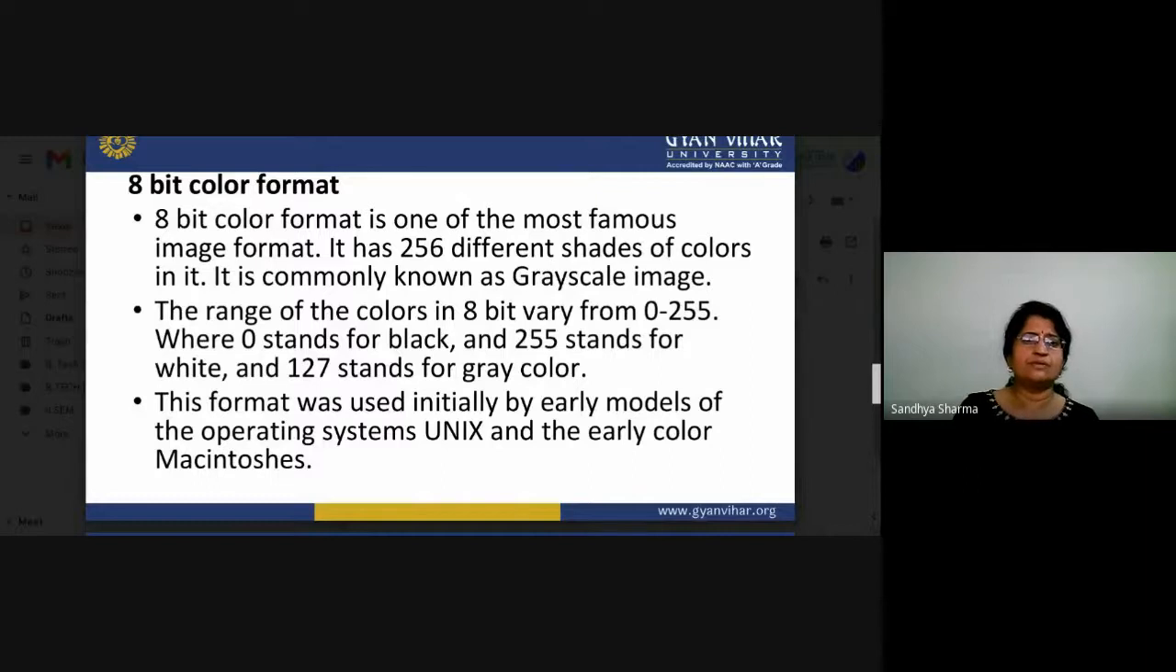Now we will discuss the 8-bit color format. The 8-bit color format is a very famous image format, and we have already seen that it has 256 different shades of colors, and generally it is a grayscale image. The range of color in 8-bit varies between 0 and 255. 0 stands for black, 255 stands for white, and 127 stands for the actual gray color. That is basically the 8-bit color format description.